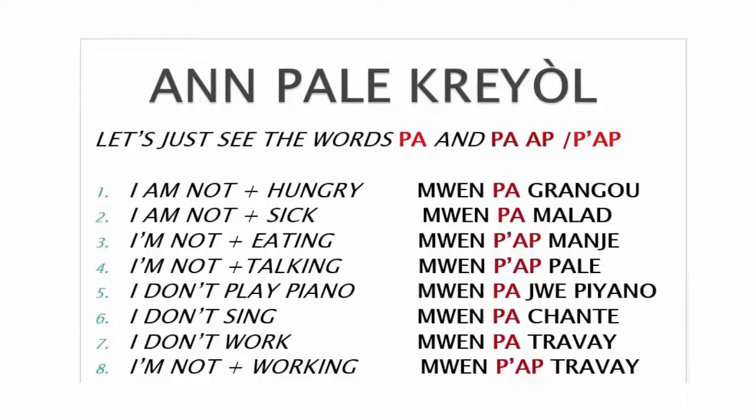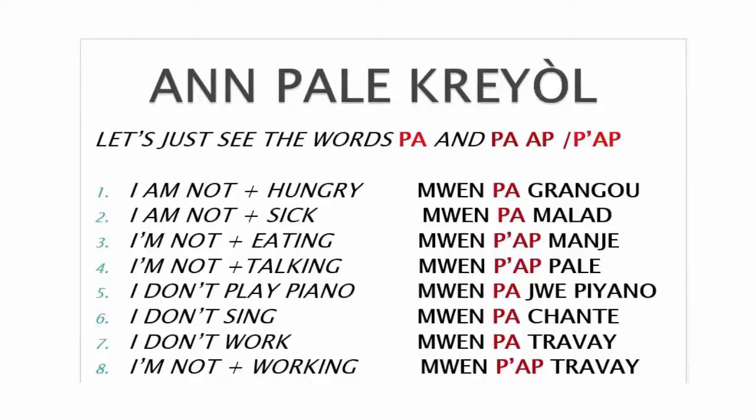So now we're going to use the word pap. Number 3, I'm not plus the ing form of the verb, which is mwen pap manger. That's the only way we use pap, I am not plus the verb in the ing form. Number 4, I am not talking is mwen pap parler. I'm not talking. Mwen pap parler.